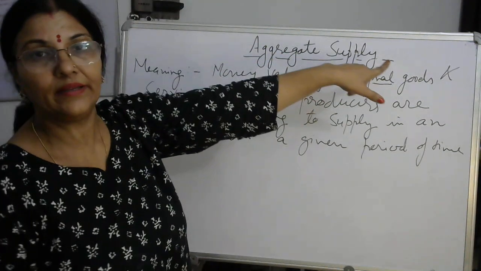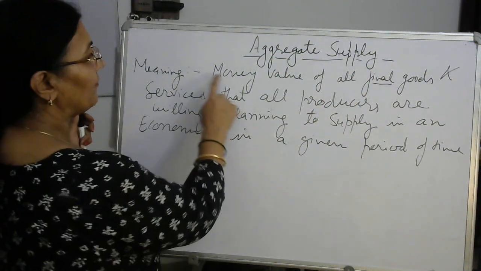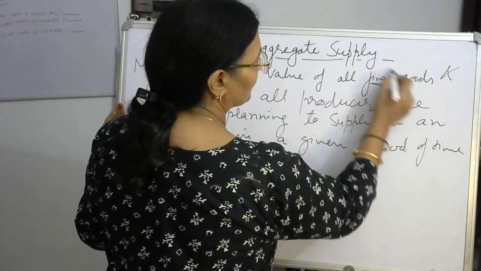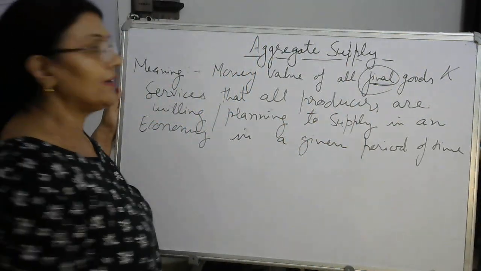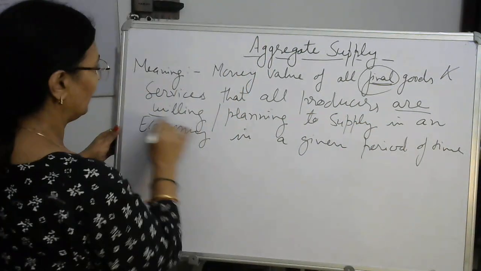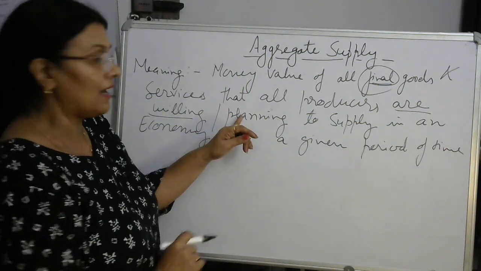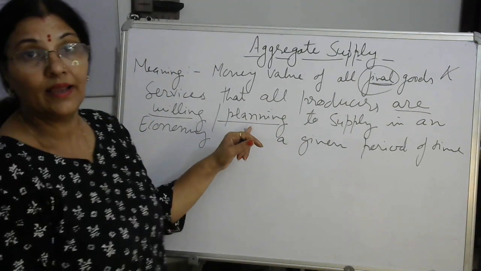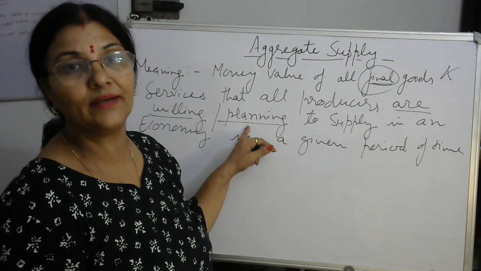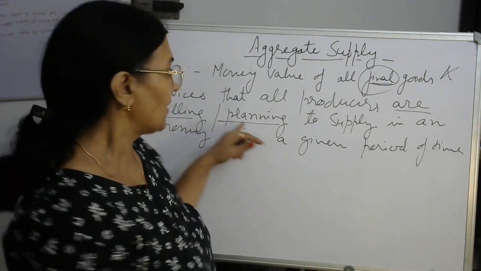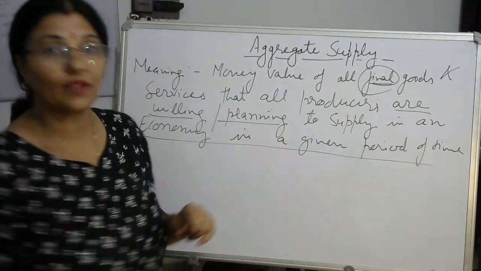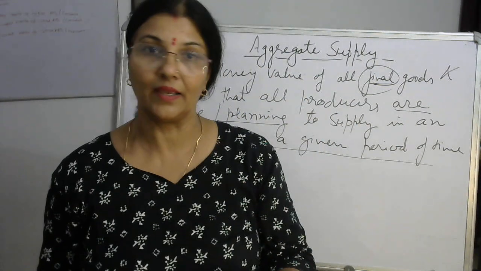Now what is aggregate supply? Again, it refers to the money value of all final goods and services, it's very important, that all the producers are willing, planning to supply, again important words, right. It is not actual, this is not ex-post, this is planned. The producers are willing to supply in an economy during a period of time. This is what aggregate supply is, right.